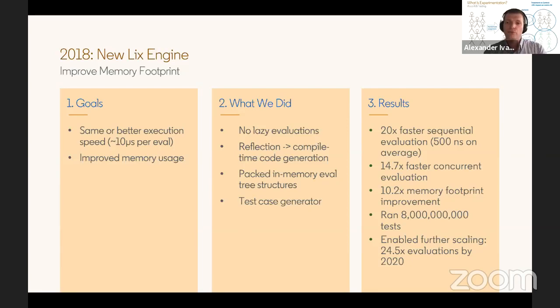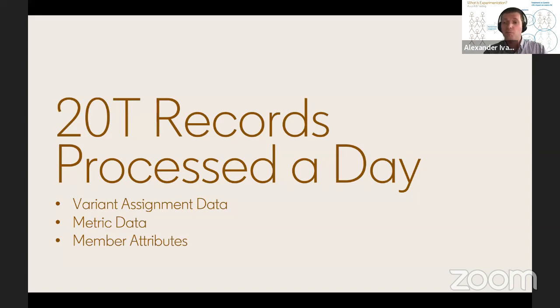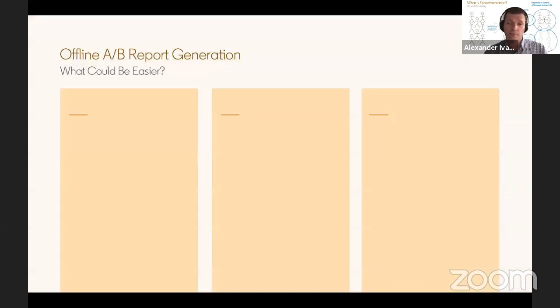And that helped us to scale further, because by 2020, we already had 25 times more evaluations than we had in 2017. Now, let's talk about the A/B report generation infra. It actually processes around 20 trillion records of input data per day. And we have 3 main data sources here. We have variant assignment data, we have metric data, and we also have member attributes that help us to understand the impact of experiments on specific parts of the population.